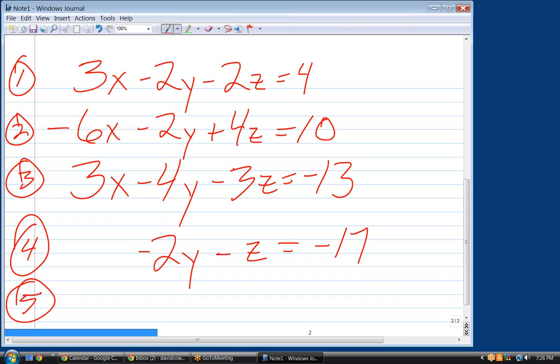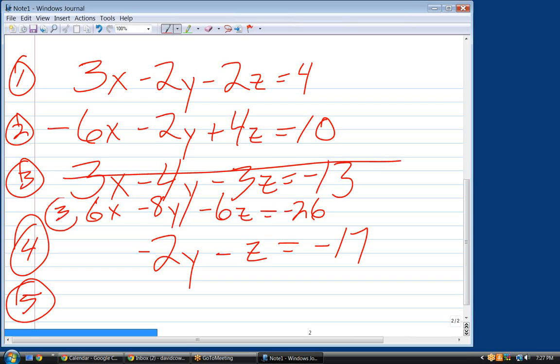What can I do to 2, or what can I do to 2 and 3 so that I can get rid of x? Because it's important I get rid of the same variable. What can I do to equation 3 real easily? Just multiply it by 2. Okay, so that's 6x minus 8y minus 6z equals minus 26. That's my new equation 3.